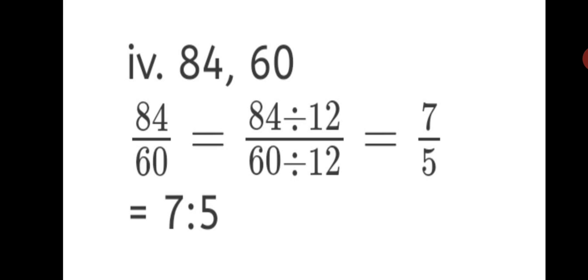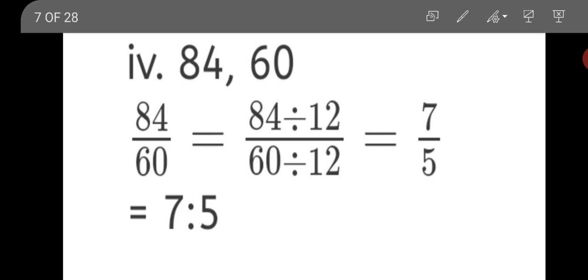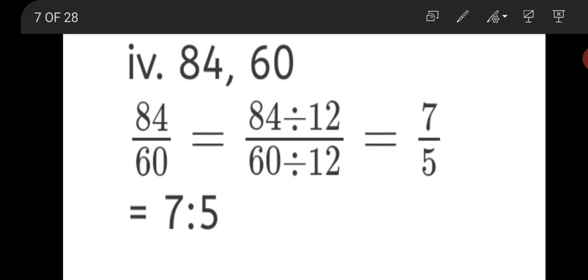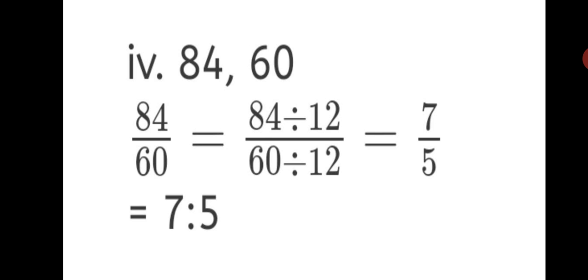84, 60. This you will write as 84/60. Once you write it down, you have to now find the HCF, highest common factor. The highest common factor of 84 and 60 is 12. So 84 divided by 12 gives you 7 and 60 divided by 12 gives you 5. So 7 upon 5, we write it as 7 is to 5, your final answer. Alright.